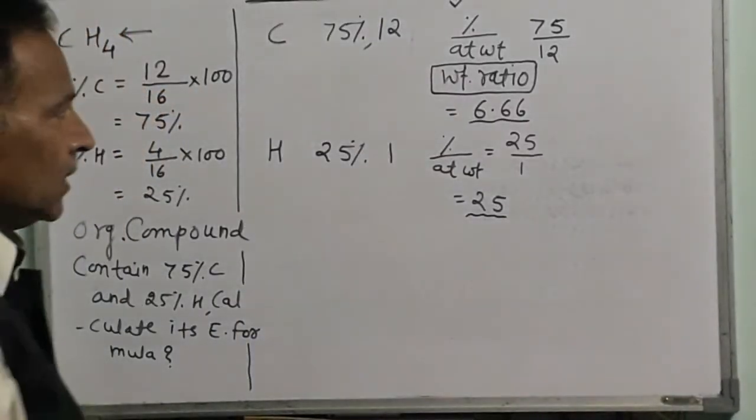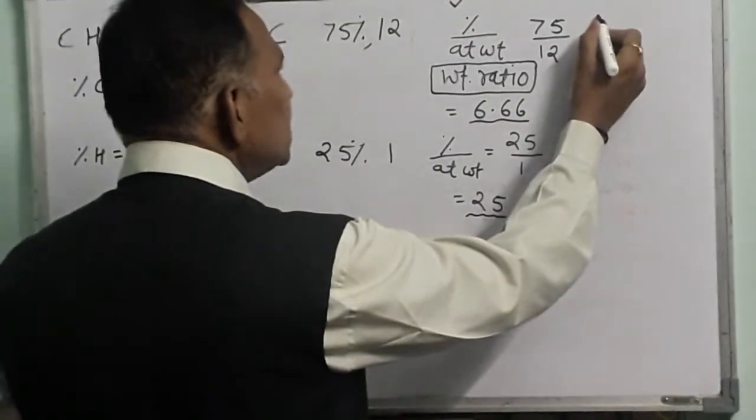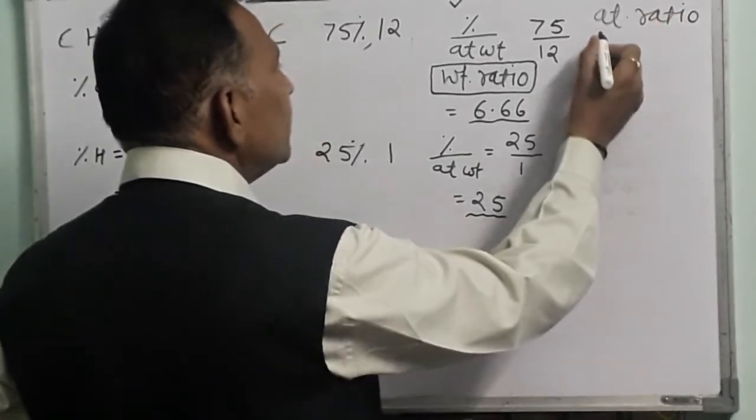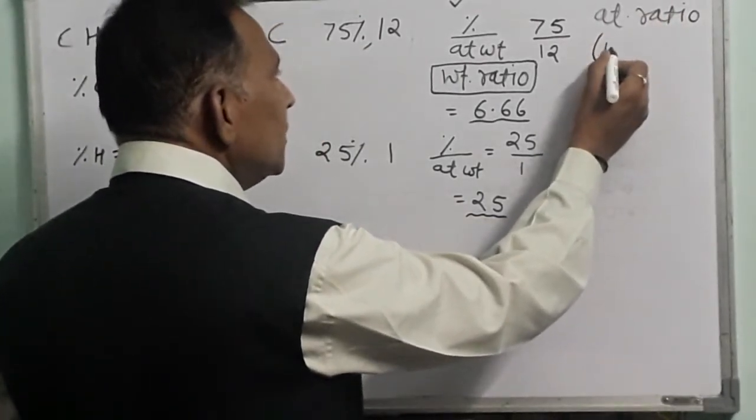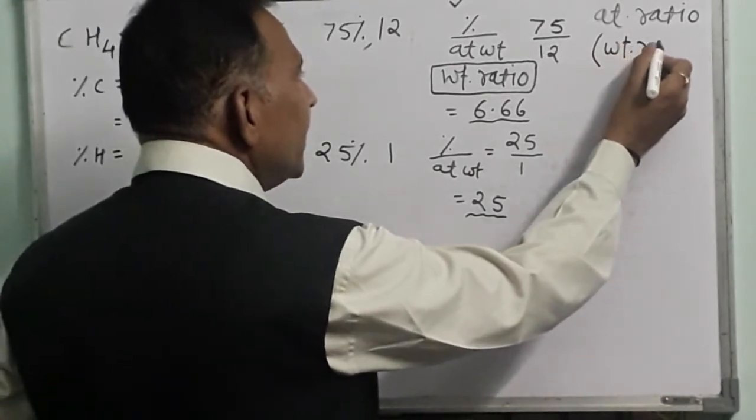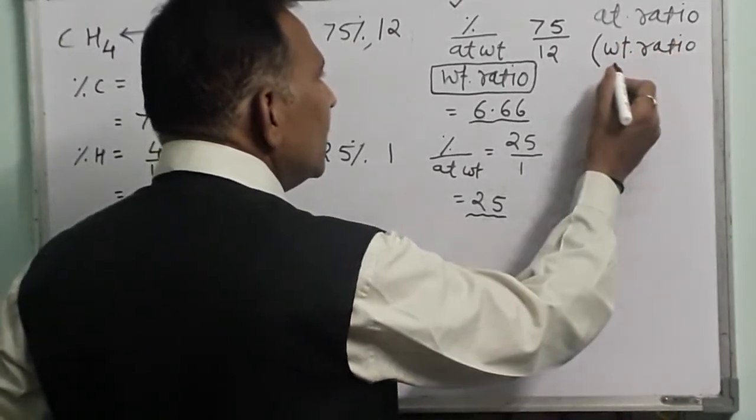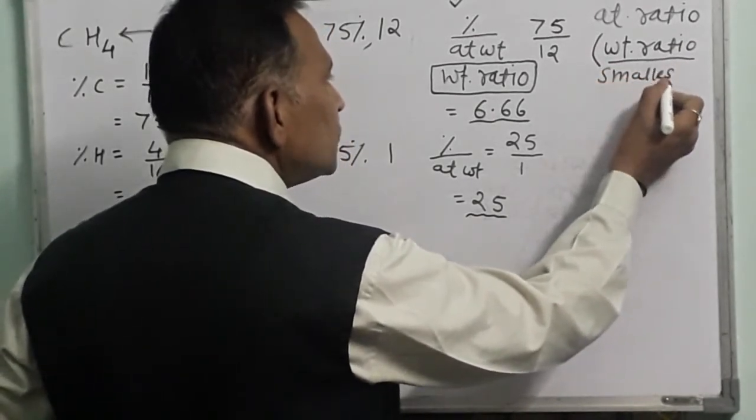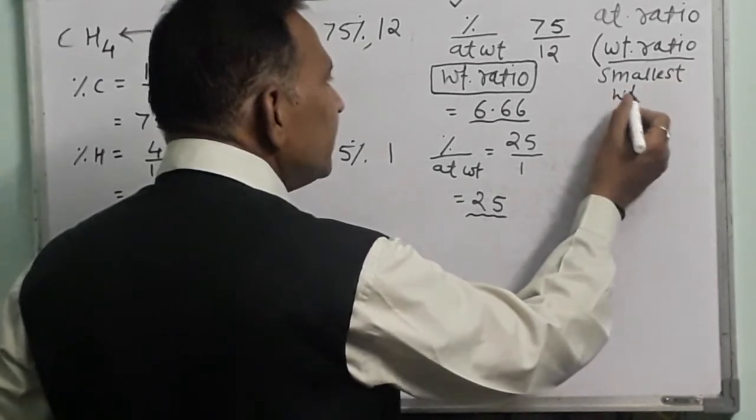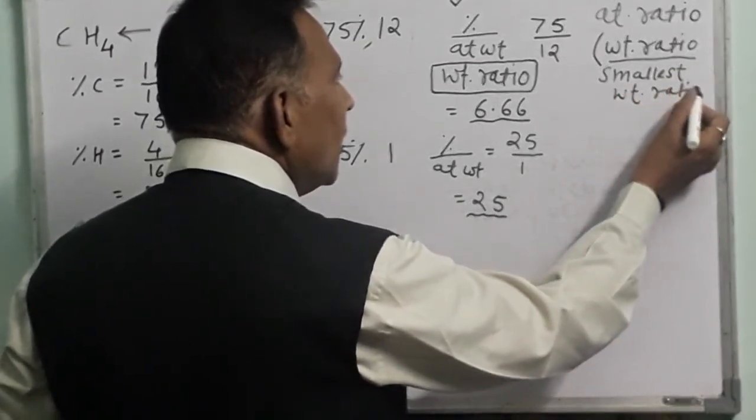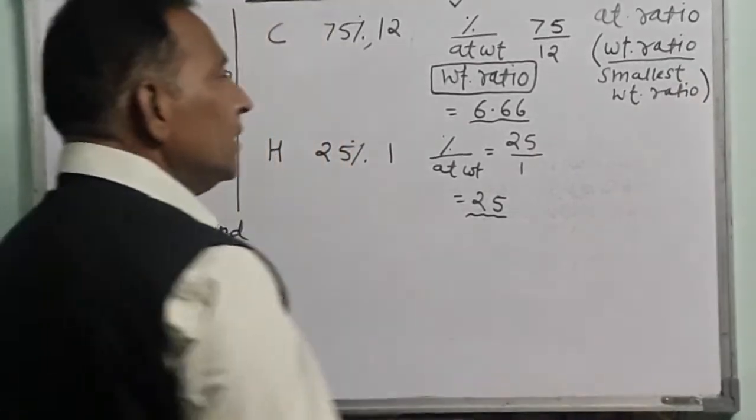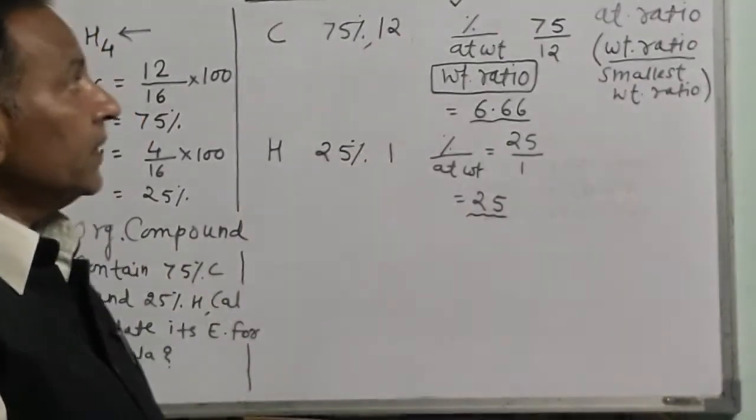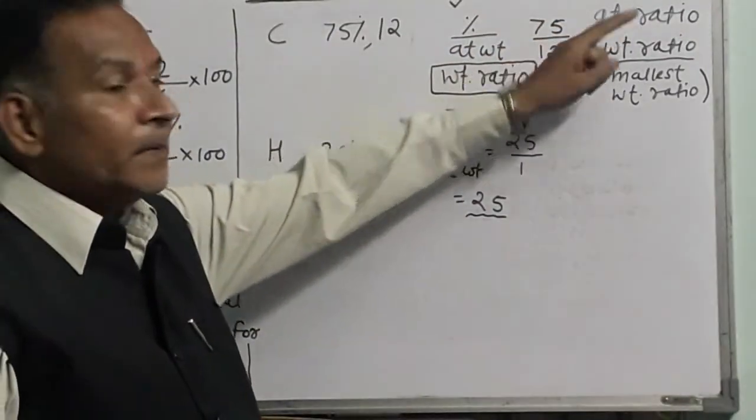Now he says, obtain the atomic ratio of these atoms in the molecule. How to obtain the atomic ratio? The formula given is weight ratio divided by smallest weight ratio. दो जितने भी weight ratio आते हैं उसमें smallest weight ratio कौन सा है वो देखो, और उस smallest weight ratio से हर एक weight ratio को divide करो. Whatever figure you get, that figure will be called the atomic ratio.